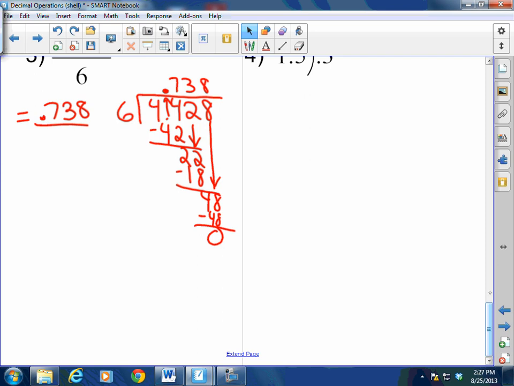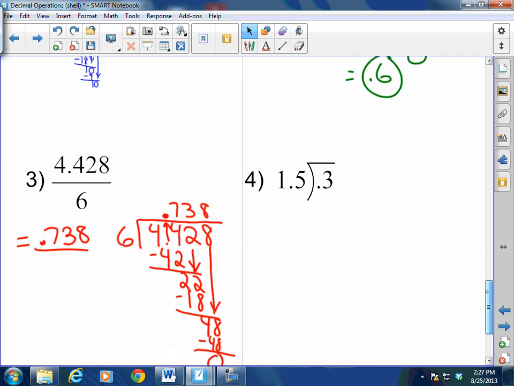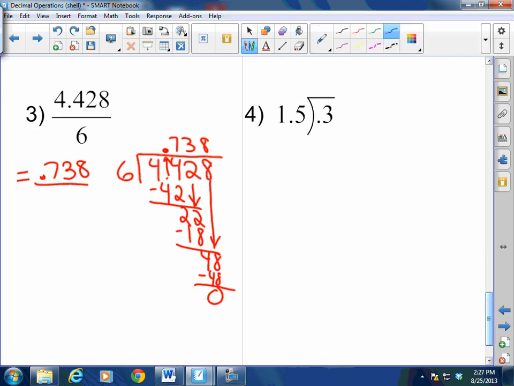Okay. Last but not least. All right. I've got 1.5. Okay. Well, let's read it the right way. I've got 0.3 divided by 1.5. So I'm going to move this decimal 1 to the right. I'm going to move this decimal 1 to the right. And I'm going to bring it up immediately.